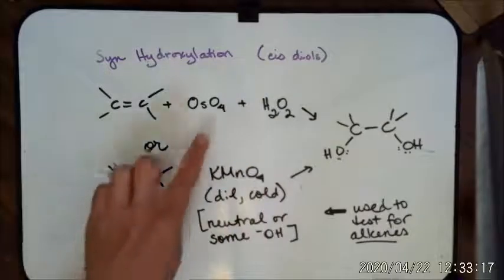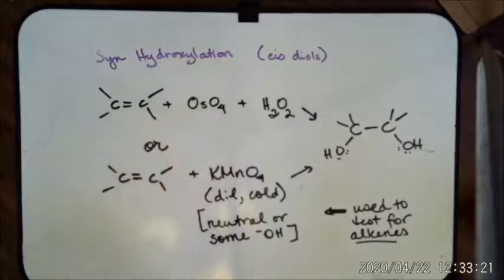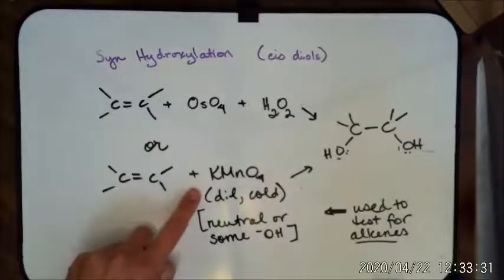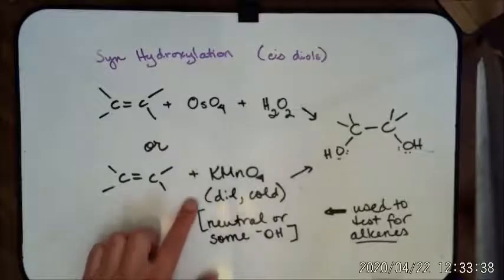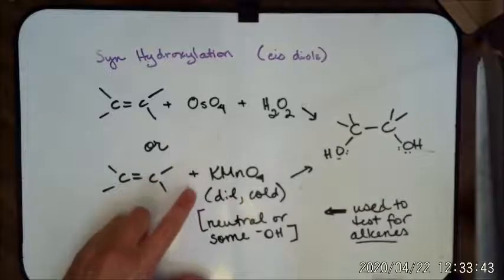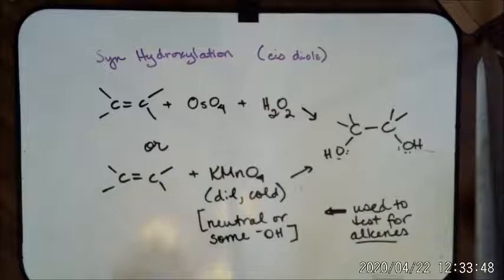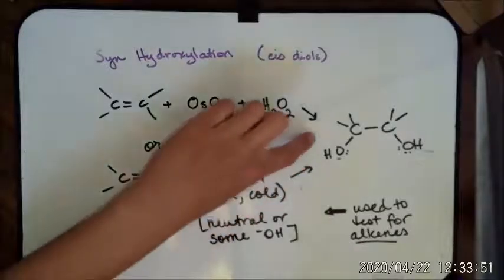So once you form your osmium ester, then you're going to do a redox reaction to form your final diol on the syn side. Another set of reagents you can use would be potassium permanganate. And you want this to be dilute and cold because we're going to use potassium permanganate for more rigorous reactions as we move forward with alkenes and alkynes. But for potassium permanganate, it's dilute cold, and you want it neutral, or you can have some hydroxide in there. You're going to form your diol.